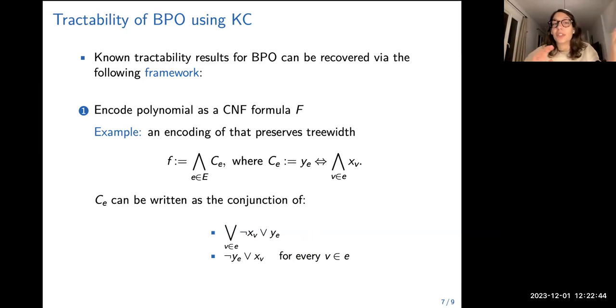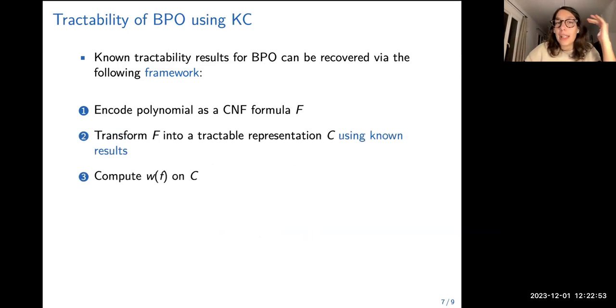So this is just to say that even in the first step, one has to be a little careful about how you actually write down your CNF. But let's say that you write the CNF in a way that has the properties that you want. Then, using known results of knowledge compilation, you transform the CNF into a tractable representation C that can be something else. For us, in the proofs, we're going to use a special type of ordered binary decision diagram, but it can also be something else in general.